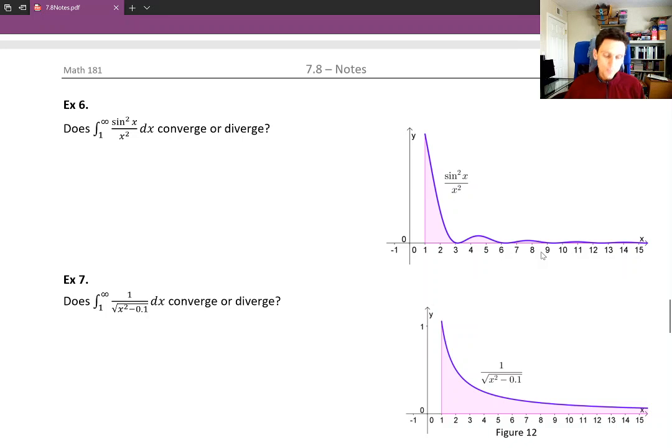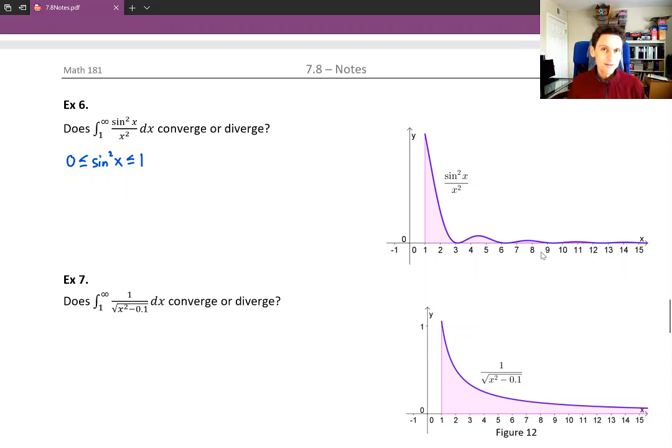Now, it's a little hard to find an antiderivative of sine squared x over x squared. But we can still answer the question, does it converge or diverge, without actually finding the antiderivative. What we can do is look at sine squared x. What can we say that sine squared x is between? What is the possible range of outputs of sine squared x? If you said 0 to 1, then that would be correct.